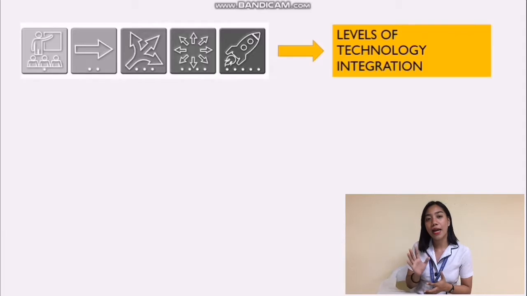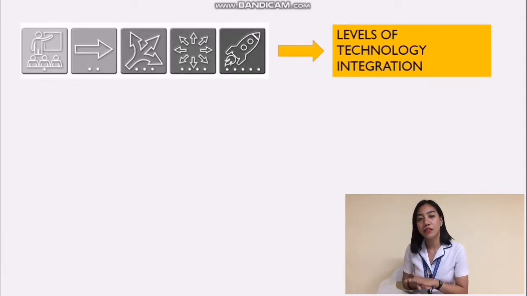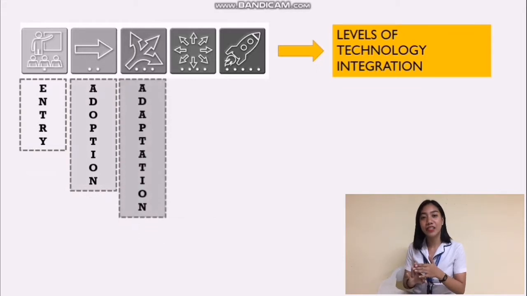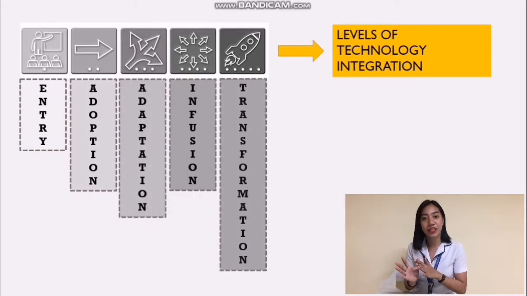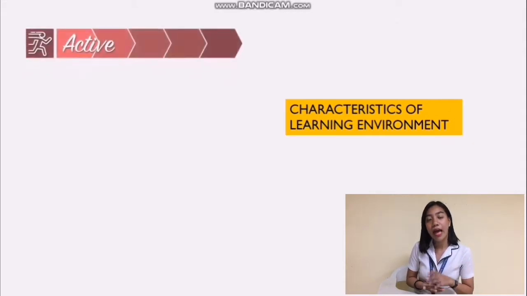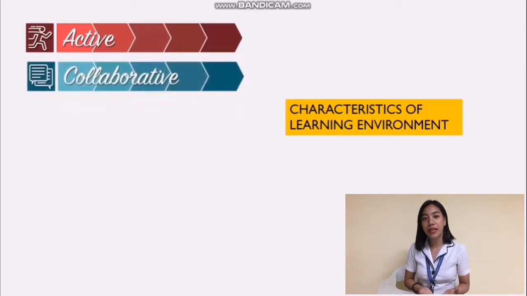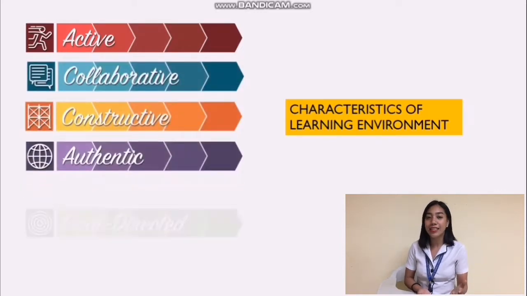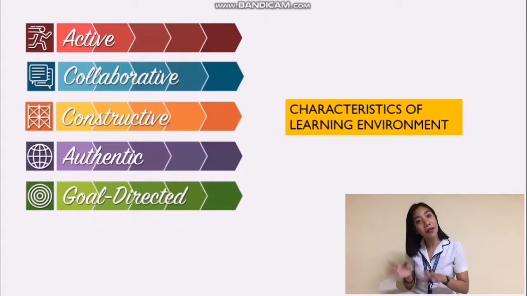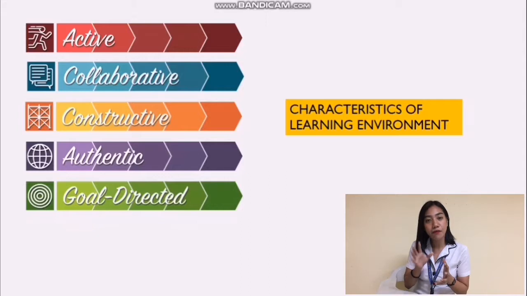Now there are 5 interdependent levels of technology integration in the classroom, which are the entry, the adoption, the adaptation, the infusion, and lastly, the transformation. Another 5 is the learning environment, which are the active learning, the collaborative learning, the constructive learning, the authentic learning, and lastly, the goal-oriented learning. Now let us focus more on the 5 learning environments. By the way, together, this 5x5 matrix consists of 25 cells.